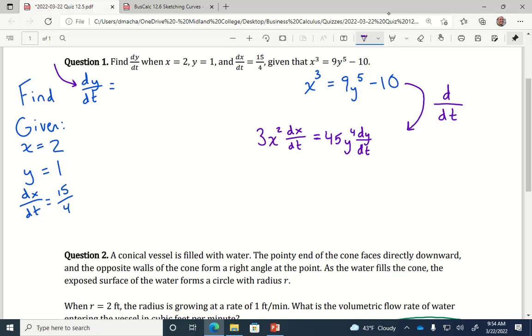And now I have an equation where I know all of those values. I know x and I know y and I know dx/dt, and I'm trying to find dy/dt. So in that equation, I either know it or I'm looking for the value.